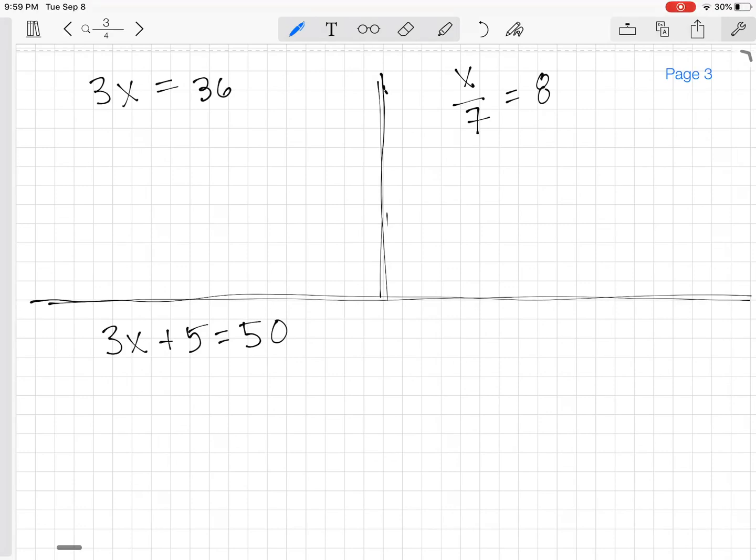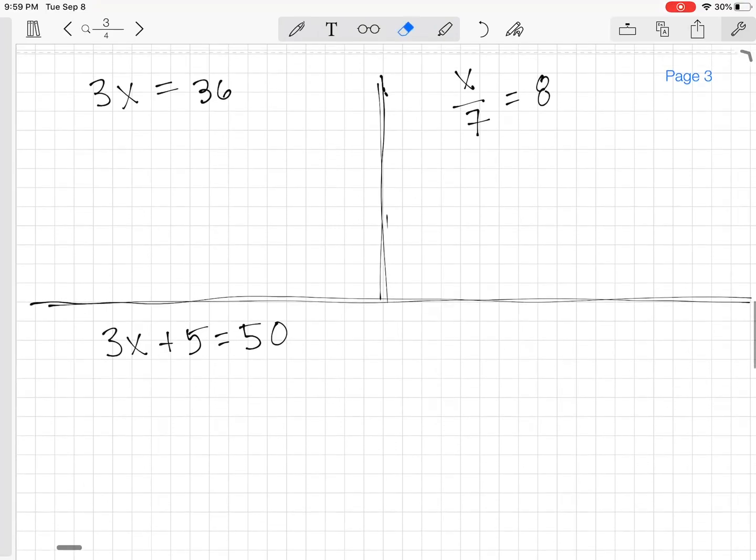Well, we know we're done when the x is alone on one side of the equal sign. So I want x equals some number. Again, here x is going to equal some number. Same thing here, x equals something. That's how I know that I'm done.